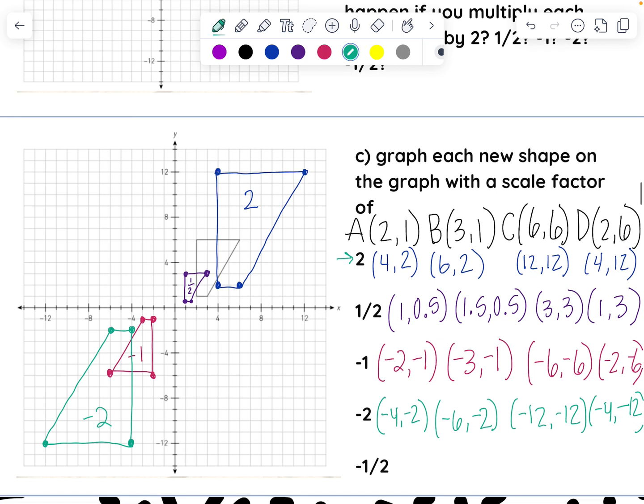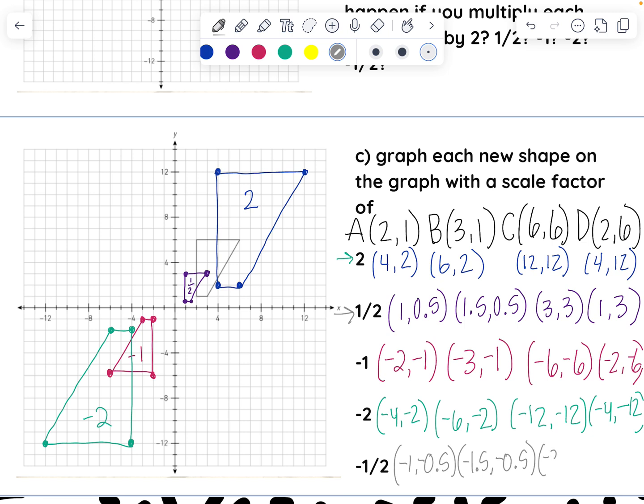Then by -1/2, we can take our originals for scale factor of 1/2, and then we can just change all those to negative. So -1, -0.5, negative 1.5, negative 0.5, negative 3, and negative 1, negative 3.